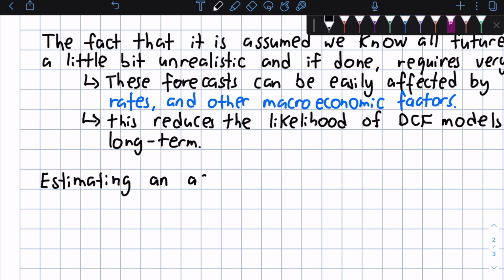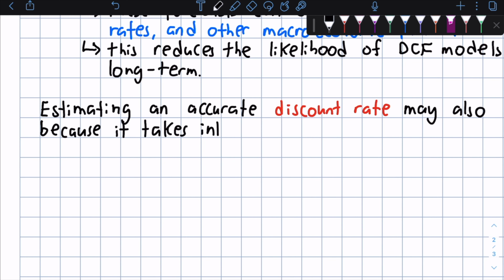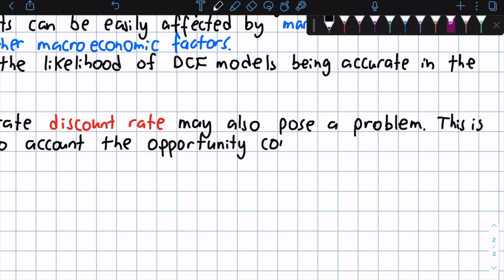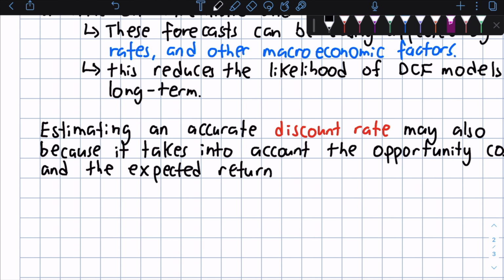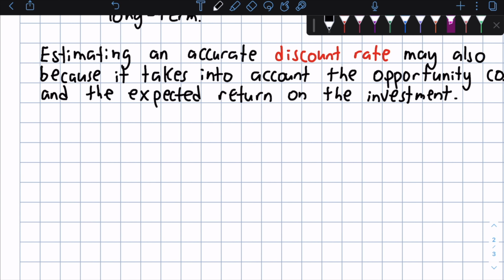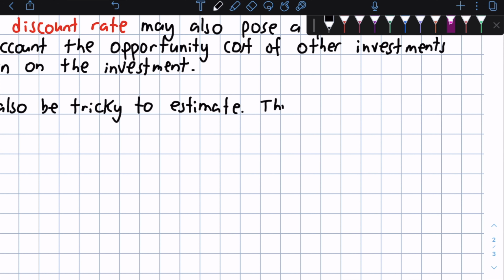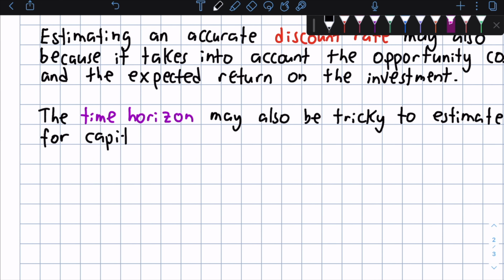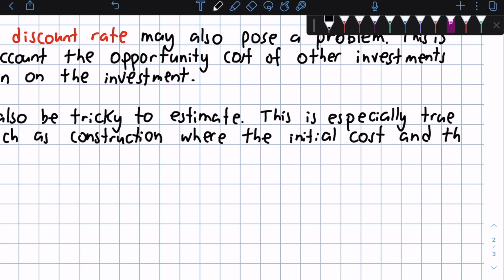Estimating an accurate discount rate may also pose a problem for this model. This is because it takes into account the opportunity cost of other investments and the expected return on the investment in question. So because of this, it needs to be very accurate with the opportunity cost of what it forgoes. The time horizon is another area that can be tricky. This is especially true for capital projects, and especially things like construction, where the initial cost and the timeline may vary significantly from initial estimates.